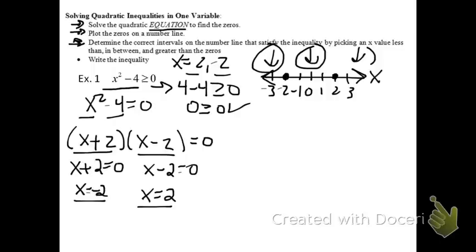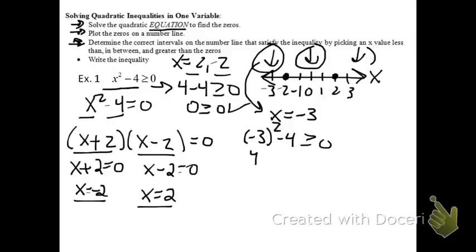So if I'm going to test this first interval where it's less than the 0, I can pick any x value less than negative 2. So I'm going to choose negative 3. If I plug in negative 3 into my original inequality, I'm going to get negative 3 squared minus 4 greater than or equal to 0.